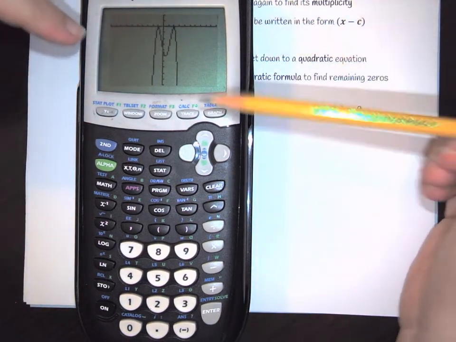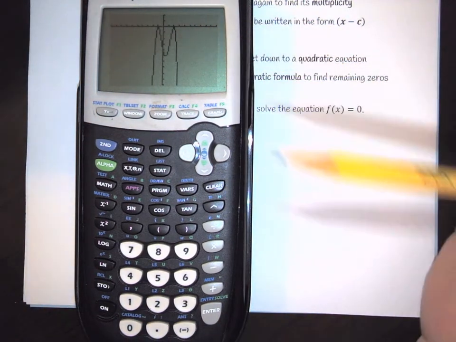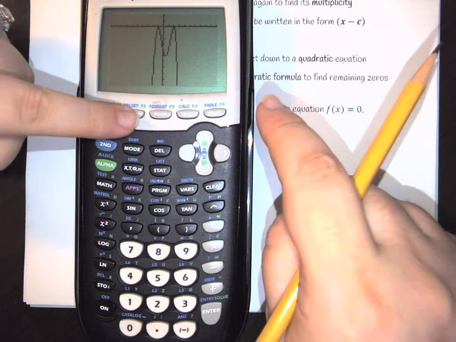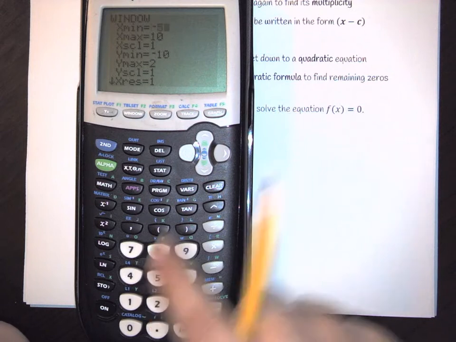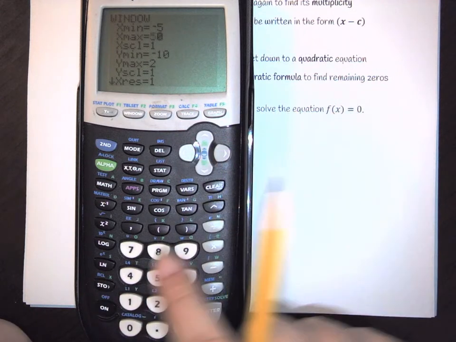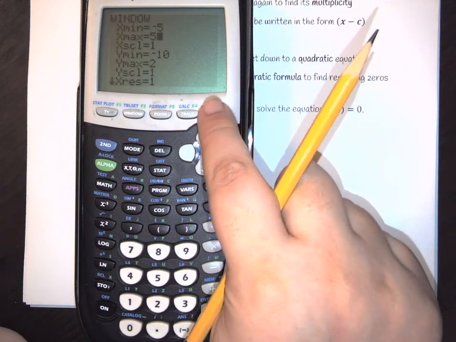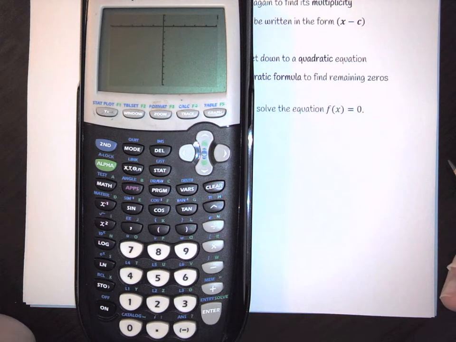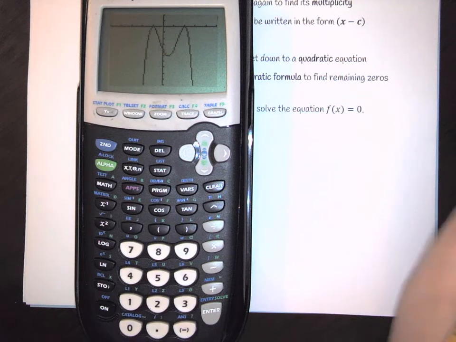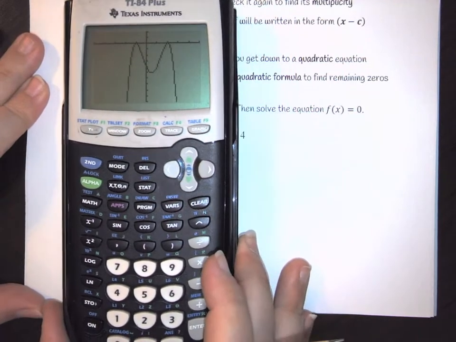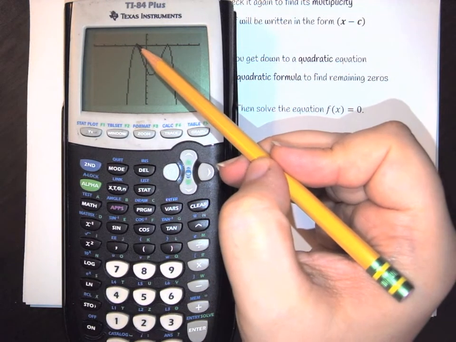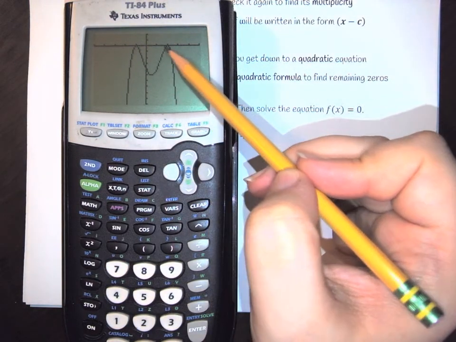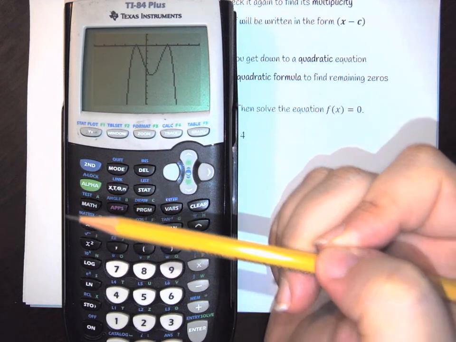The other thing that I'm noticing is that I really don't have a lot of x space. So again, if I want to make it bigger, you go back to window. And in my x, I'm going to cut it in half. So let's go -5 to 5 and graph that again. So here now, notice I can see my graph a little bit clearer. Of course, you can play around with the window more if you want. But I do have a couple places here where it looks as though I'm touching at zeros.